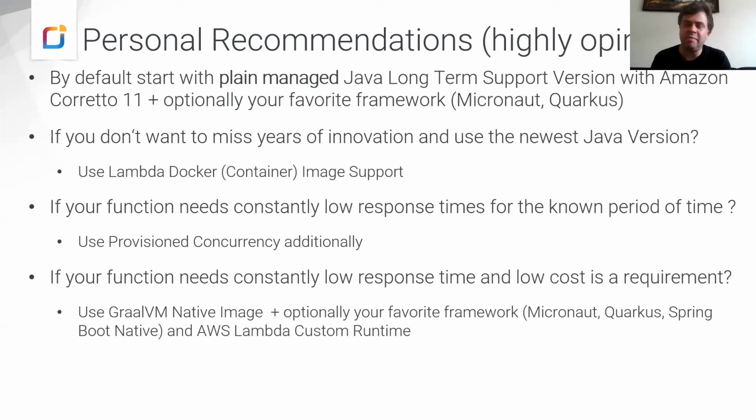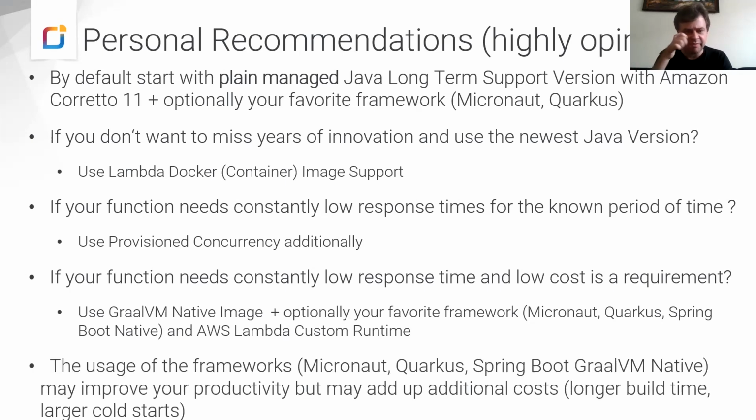But of course, if you have a function that needs constantly low response times and low costs, and the scaling is not predictable, then you have to use GraalVM native image with optionally your favorite framework and AWS Lambda runtime. That's currently the only solution. Some frameworks improve your productivity, but may add additional cost because they may add to build time and so on. So you have to figure that out.